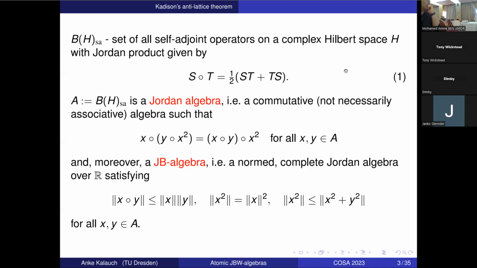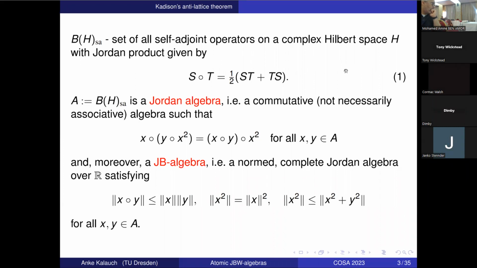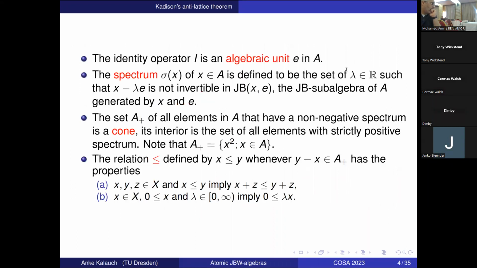Moreover, we don't only have the Jordan product, we also have a norm. With this, it becomes a complete Jordan algebra, a JB algebra, and the product and the norm are related in very nice ways. So we are in the structure of a JB algebra. Moreover, we have the identity operator, which gives us an algebraic unit in this Jordan algebra.